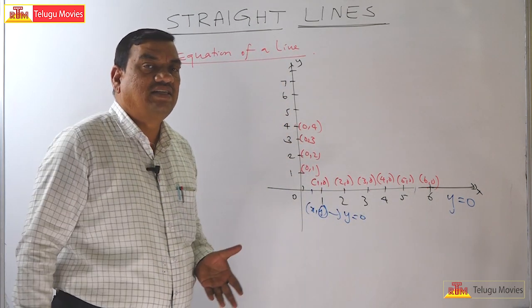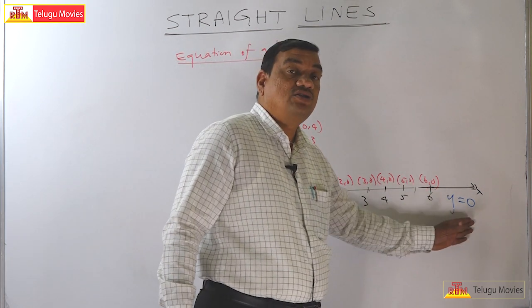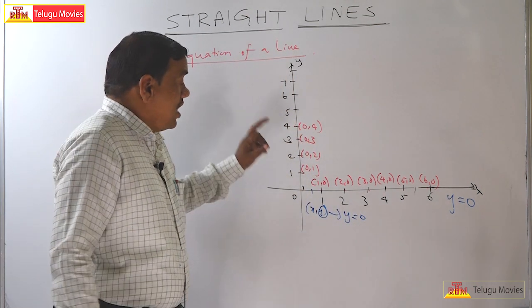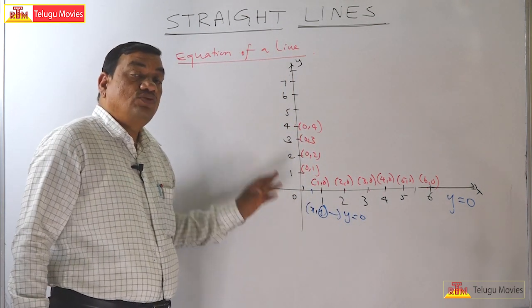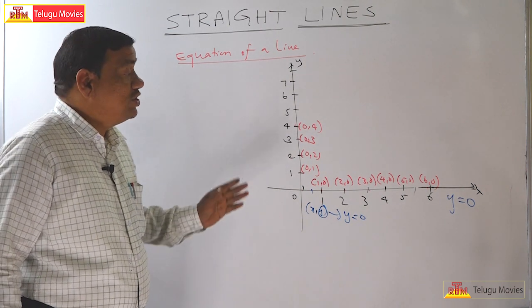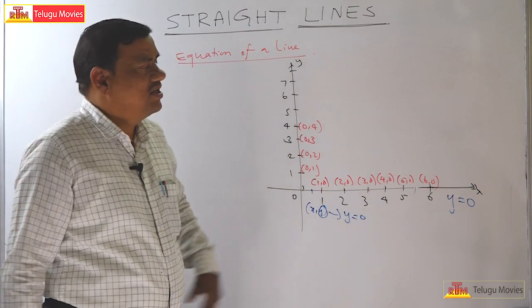Take any point on the x-axis, say minus 7 comma 0. Substitute here: minus 7 comma 0, the y value is 0, so 0 is equal to 0. So here you have to state it in two ways. For every point on the x-axis, the y coordinate is 0, so y is equal to 0, and y is equal to 0 is satisfied by every point on the x-axis.